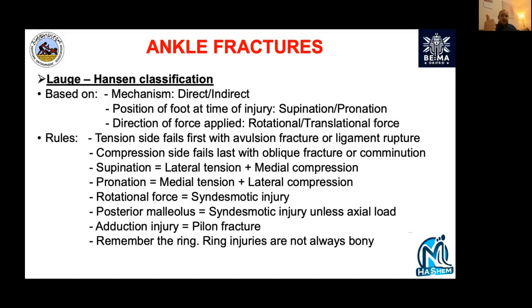So the tension side will fail first. The first injury will be failure at the tension side, and because it's a failure in tension, it will be either avulsion of bone or ligament rupture. The compression side will be a compression force, and it happens last. So the compression side will be injured last, and will be either in the form of an oblique fracture or a comminution.